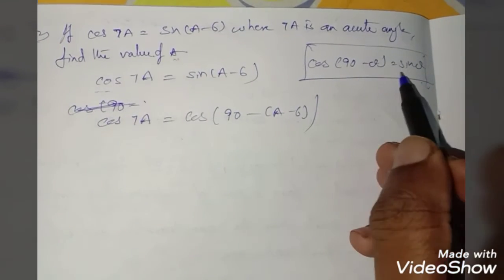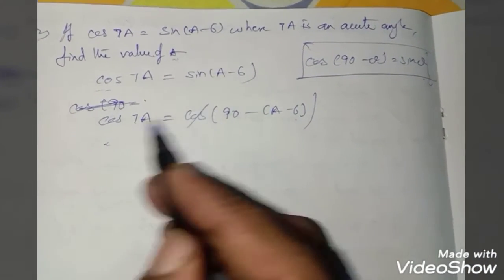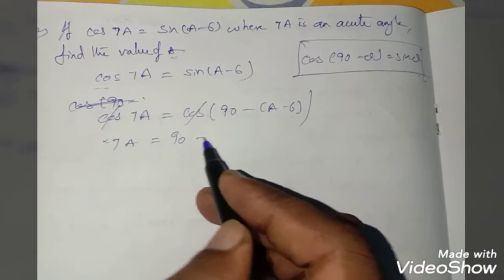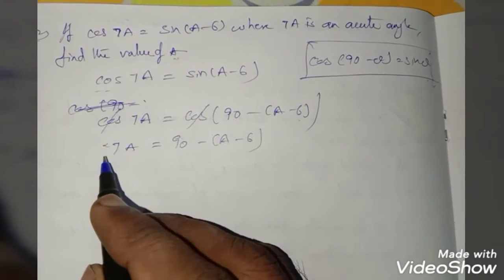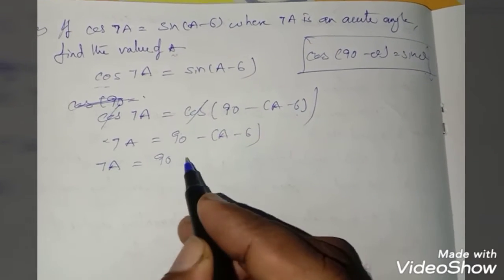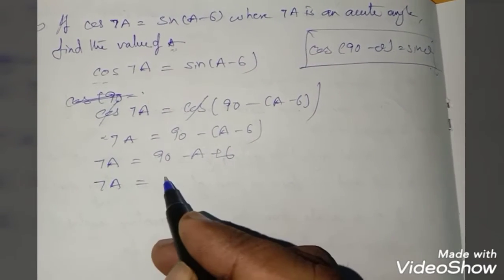Because 90 minus theta is sin theta. So I can write this one as, you can cancel these cos values, you will be left with cos 7a is equal to 90 minus a minus 6. Now send this a minus 6 here, what you will get here, 7a is equal to 90 minus a plus 6. So here 7a is equal to 96 minus a.